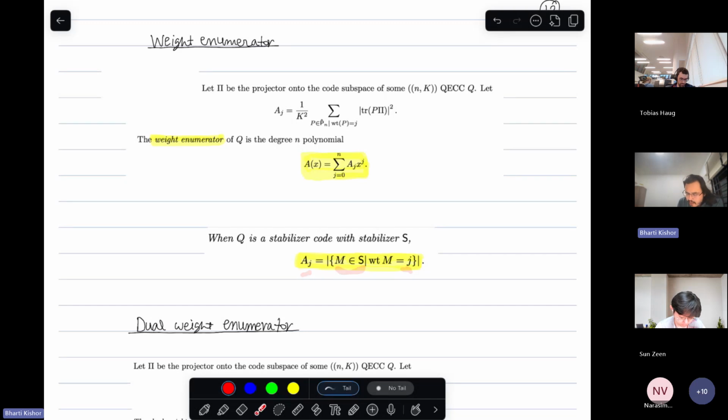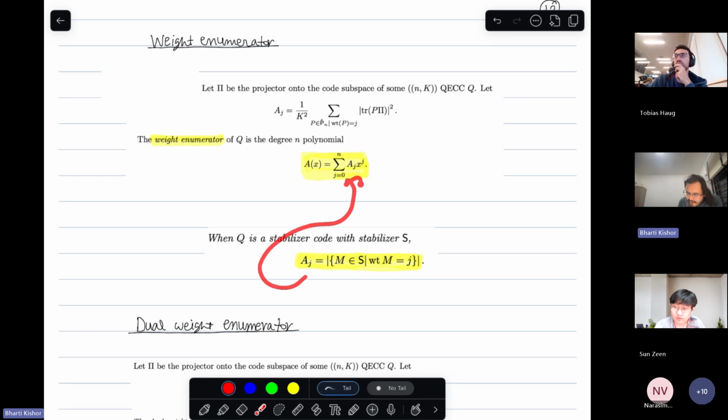So Aj is basically, you have to create a set which has weight j stabilizers. So the weight of M is j, and you take all such stabilizers, and whatever is the cardinality of that set, you call that Aj. So it's a number. So let's say you count how many stabilizers have weight 1, how many have weight 2, and that will be A1, A2, A3, A4. So you get these numbers.